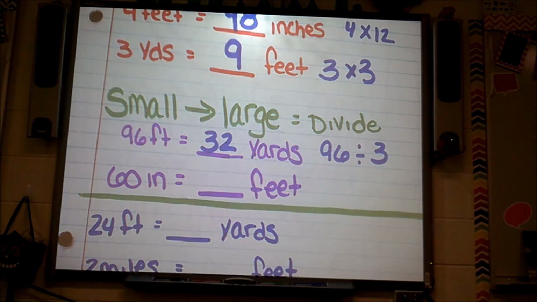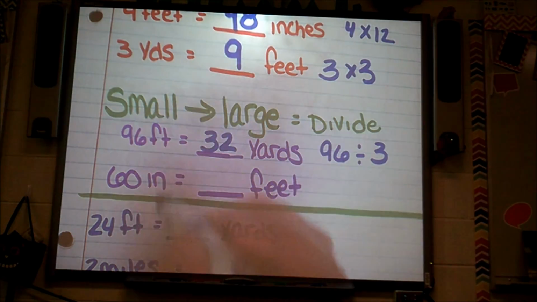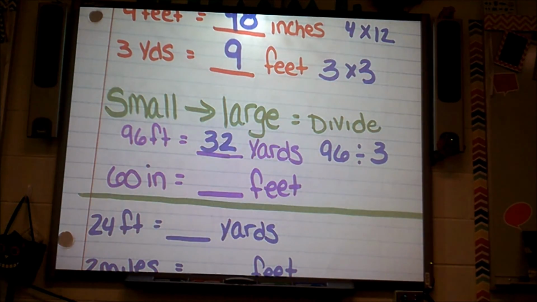Now one more. Let's look. I have 60 inches. Yeah, you got it right, Batman. IN is an abbreviation for inches. 60 inches is equal to how many feet? Well, again, like I said, we are going from small to large, divide. An inch is definitely smaller than a foot, so I'm definitely going to be dividing.